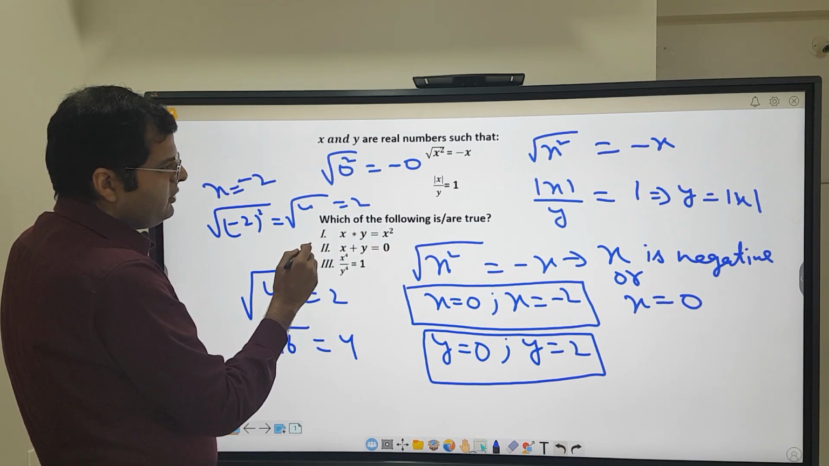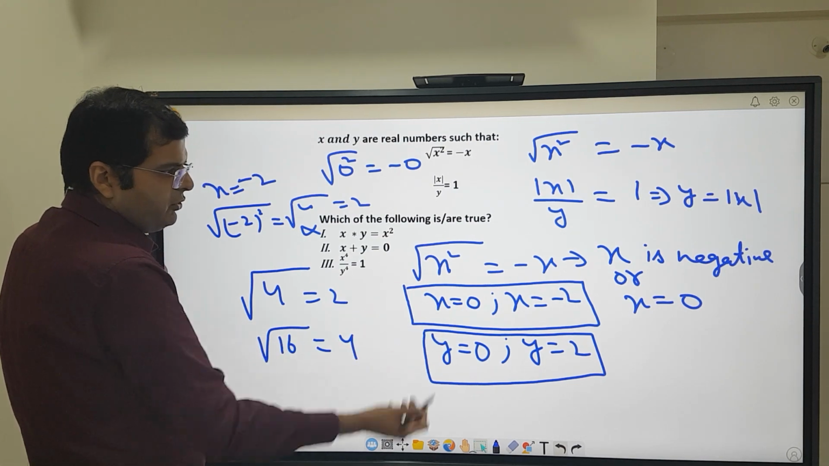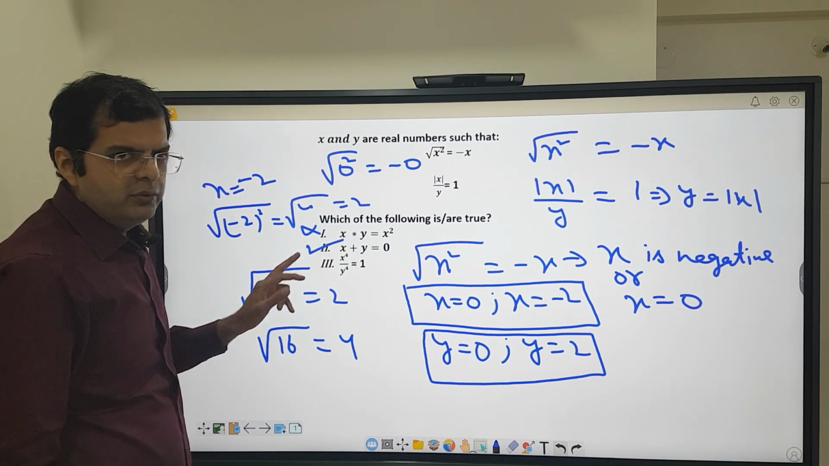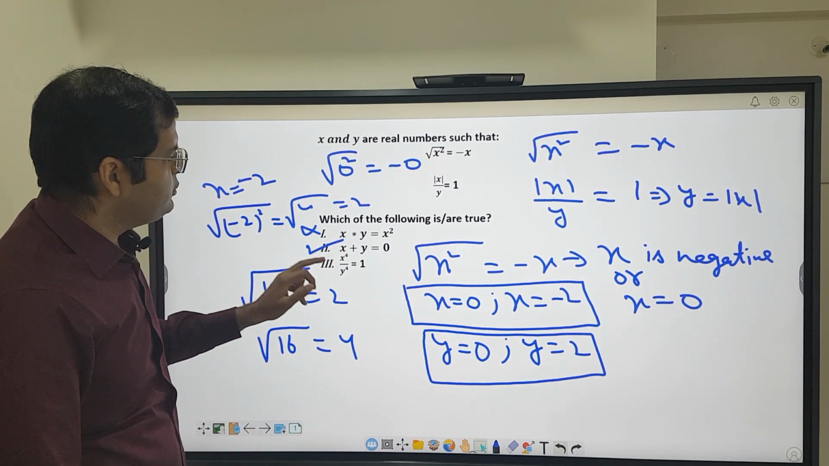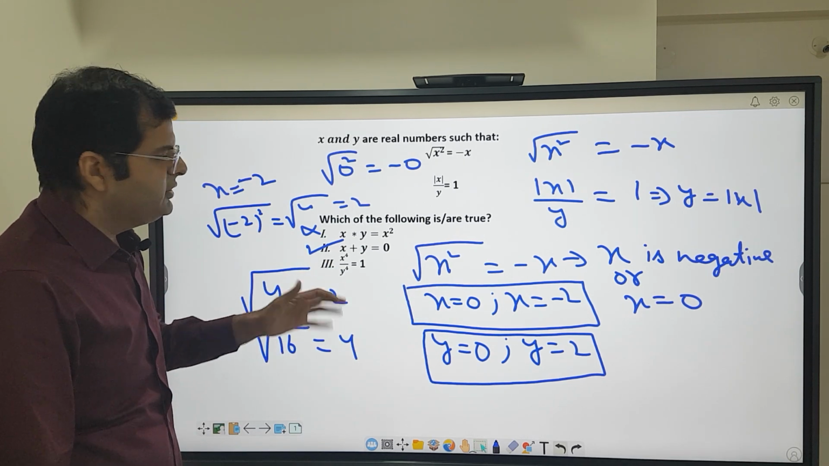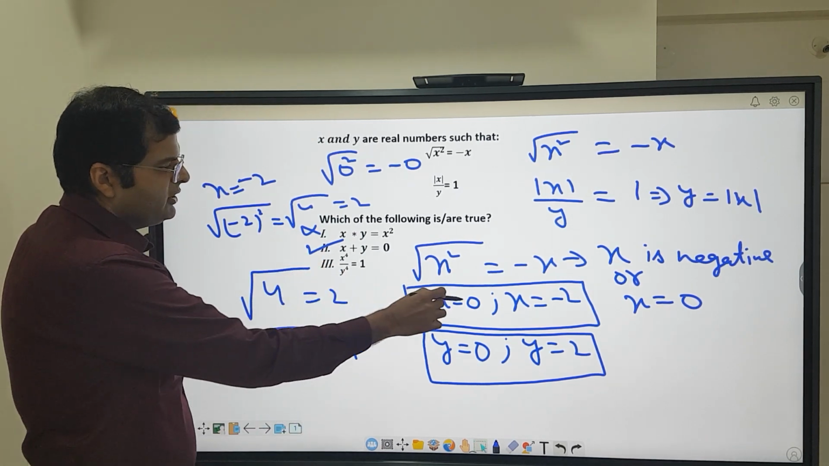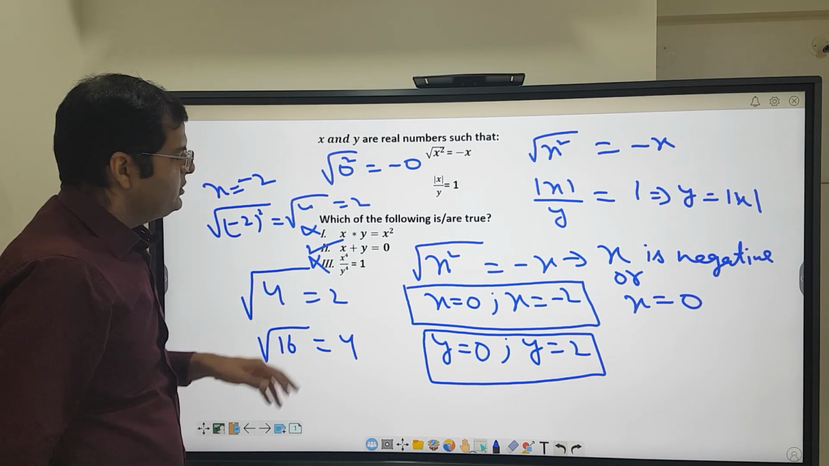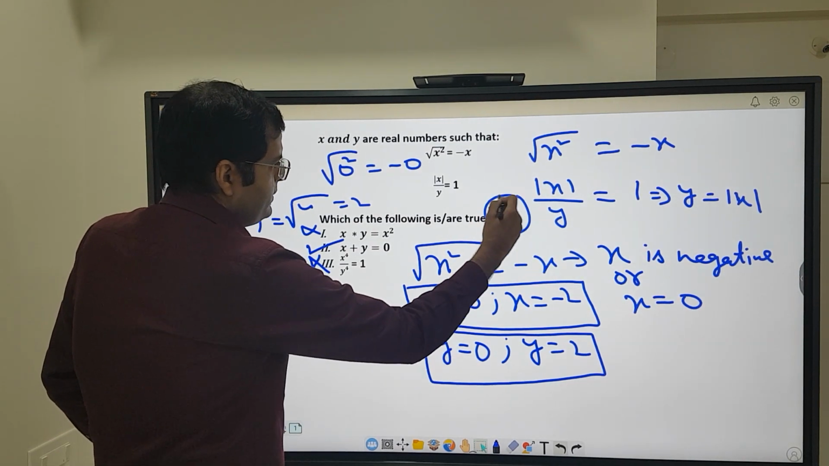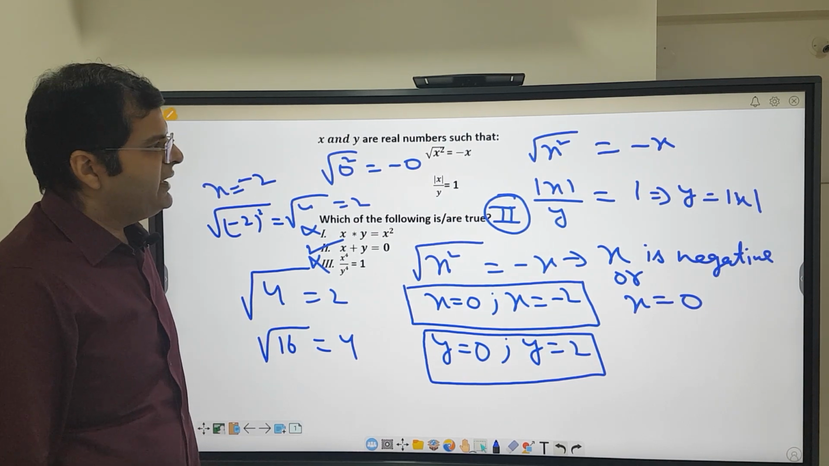So which of the following is or are true? First is not true. x plus y: if I take 0 plus 0, that is 0, true. If I take minus 2 plus 2, that is also 0. So 2 is always true. Third statement, x raised to 4 upon y raised to 4 equal to 1. If I take 0 and 0, 0 by 0 is an indeterminate form. 0 by 0 is not equal to 1. So the third option is also not true, because when x is 0, y is 0 is also a possibility. So only 2 is correct. Which of the following is true? Only 2, which is x plus y equal to 0. That is the only one that is correct here. Alright, so that's how you solve this question.